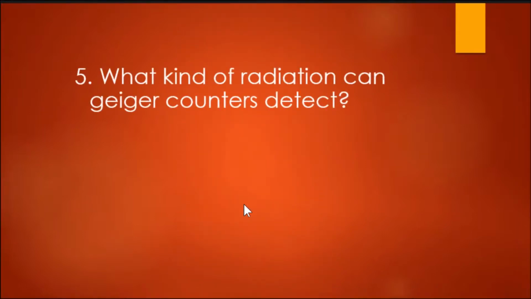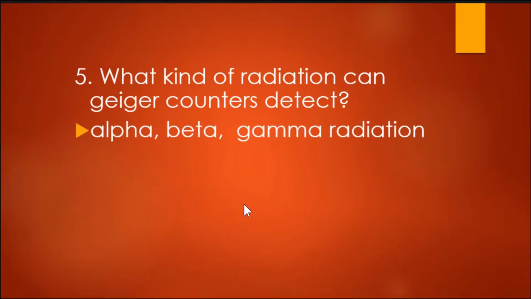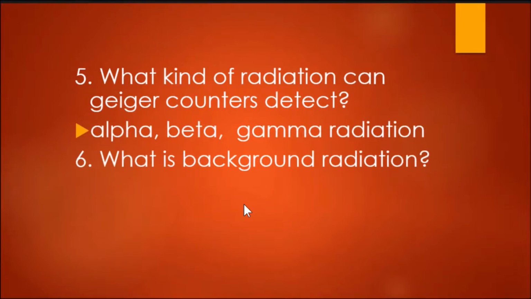What kind of radiation can Geiger counters detect? Alpha, beta, gamma. In a couple of weeks, when we work with the Geiger counter, we're going to have to determine background radiation. What is background radiation?